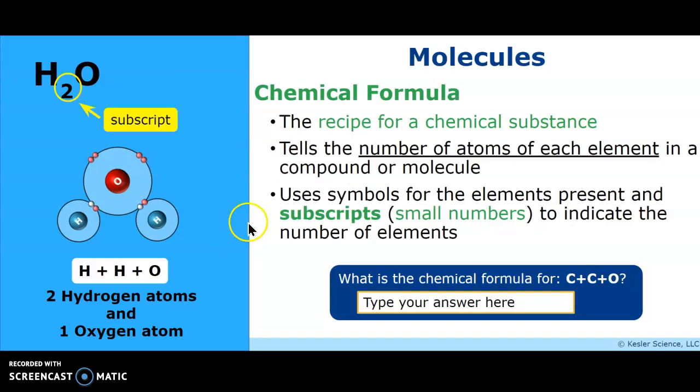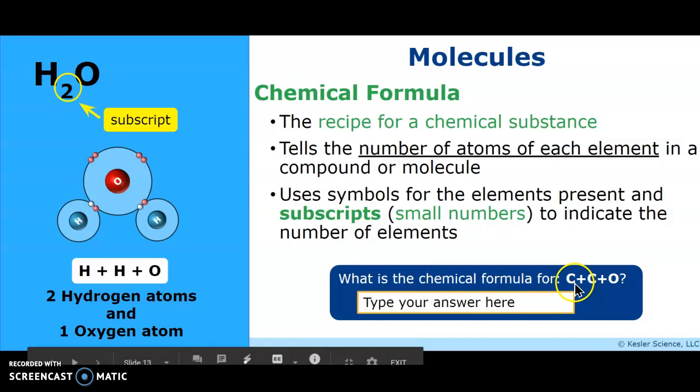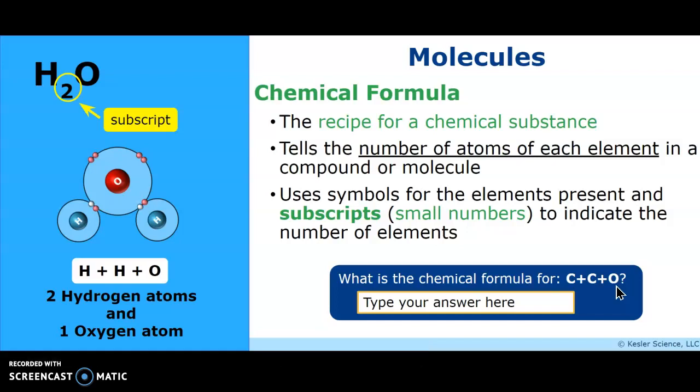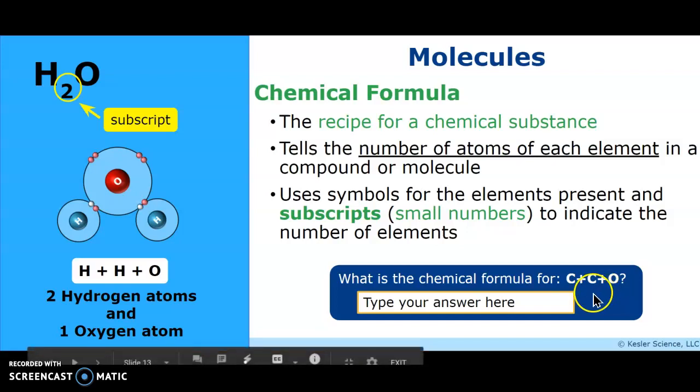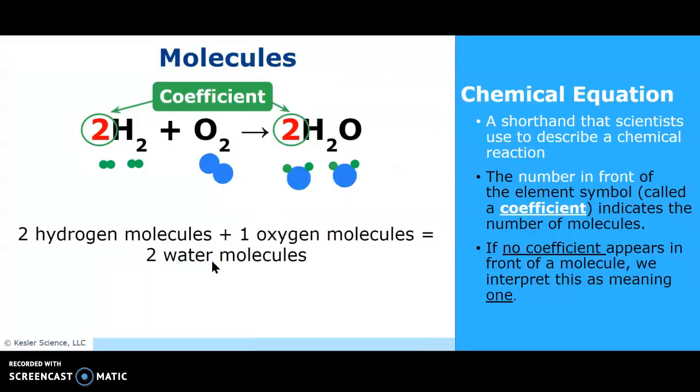So chemical formulas. When we see these little subscript numbers, that means there are 2 atoms of that element in the molecule. So here we can see we have H plus O. H with a small 2 and an O. So you're going to write the chemical formula for C plus O. And I know it's hard to write a subscript. You can just put a regular sized number there for now.